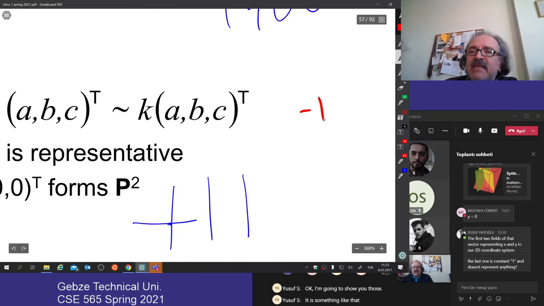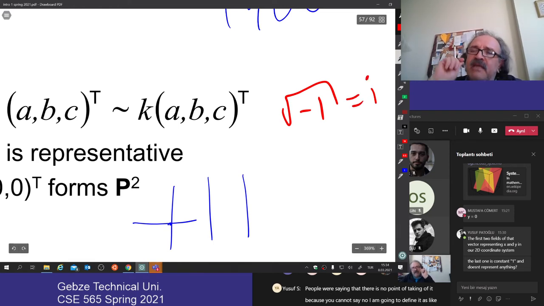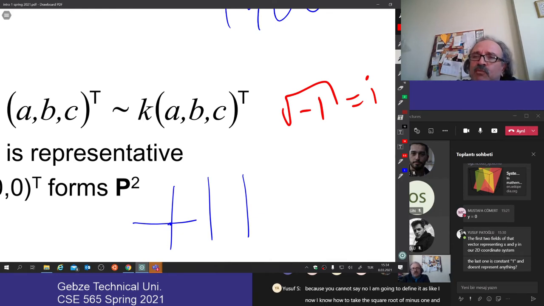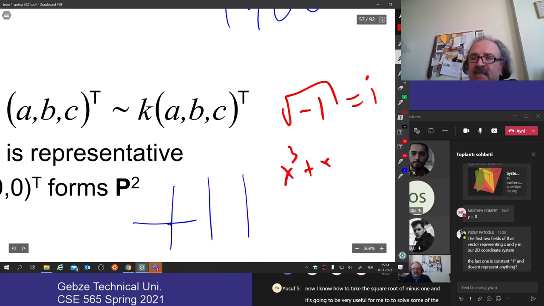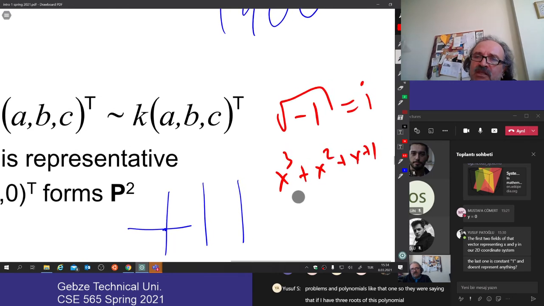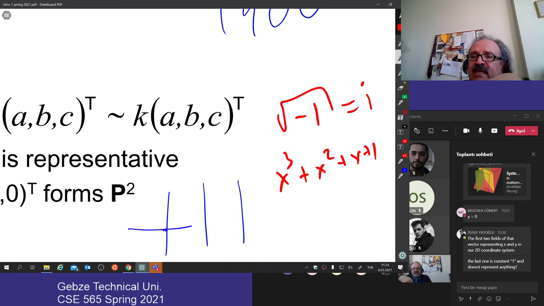It is something like that. Somebody said that I can take the square root of minus 1. People were saying that there is no point of taking it because you cannot. I am going to define it as i. Now I know how to take the square root of minus 1. And it's going to be very useful for me to solve some of the problems in polynomials like that one. So they were saying that if I have three roots of this polynomial, and if I assume that the first root is an imaginary number, that will help me to solve the second and the third root, which are real numbers. And people were surprised.